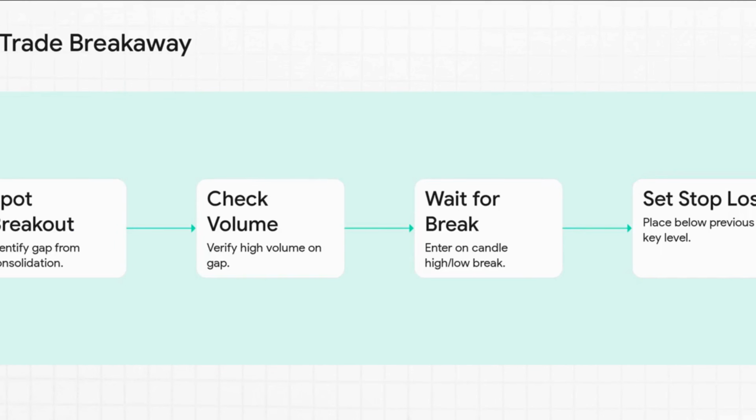So how do we actually trade the breakaway? First, spot the gap breaking the range. Second, verify that huge volume spike. Third, and this takes discipline, wait. Don't just jump in. Wait for the price to break the high or low of that specific gap candle. Finally, tuck your stop loss safely behind the previous structural level. This setup has an incredible 70% to 80% accuracy, but only if you have the patience to wait for that volume confirmation and the candle break.